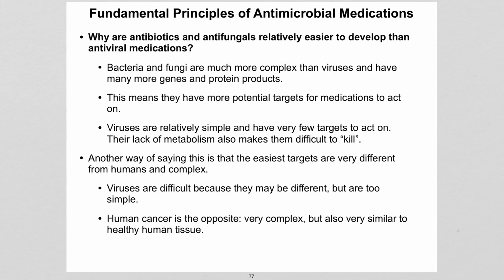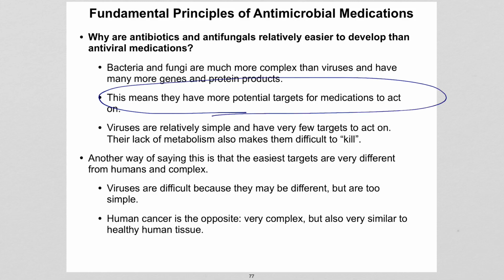Bacteria and fungi are simple compared to humans, but they're incredibly complicated compared to a virus. And so part of it is bacteria and fungi just have more parts. Right? They have more enzymes, they have more receptors, they have more targets that you can go after. And so you have more options to work with. The other thing is viruses don't have a metabolism. It makes it very hard to kill something that's not truly alive.